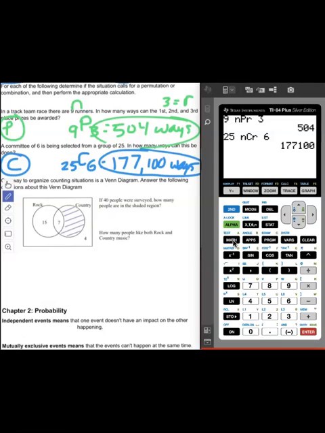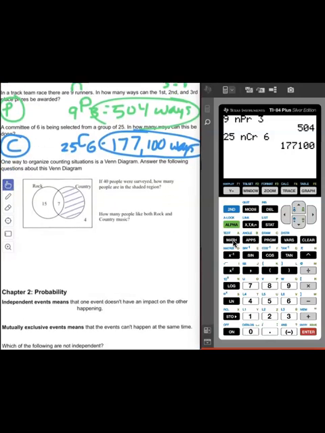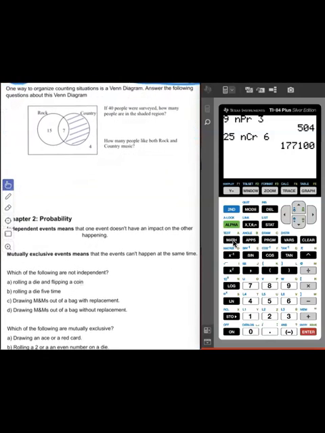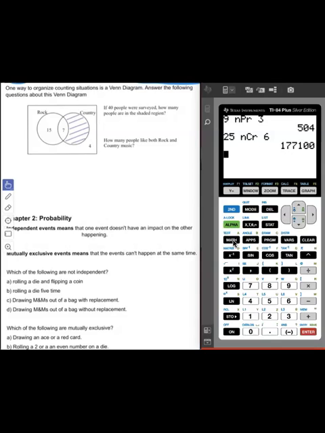So you have to decide if order matters or not. If order does matter, you use the permutation. If order does not matter, you use combinations. Okay. One other thing we did was use a Venn diagram to understand these situations, to understand where there was overlap. And that was something that we talked about sometimes.